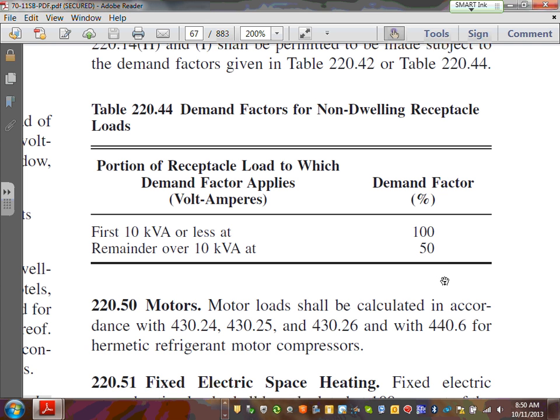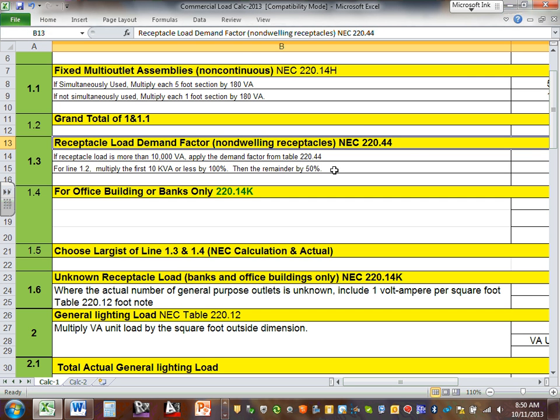Can I have a thumbs up that we fully understand this one, guys? Adam, start with Adam. Yes, no? Matt, Kieran? Take all your receptacles, cut the first 10, leave them alone. The rest is 50. Brian? Makes sense? Okay. So that's what your step is here.